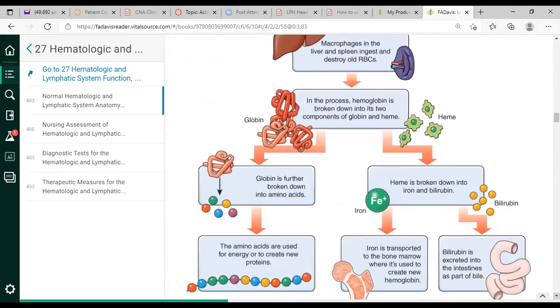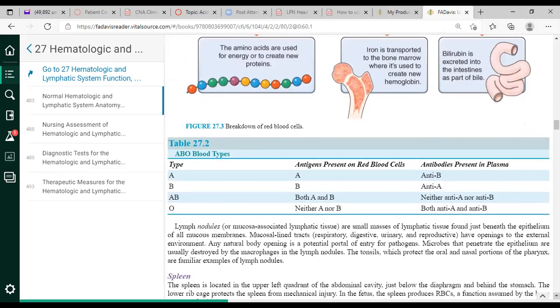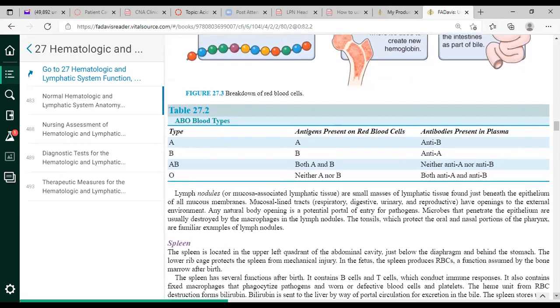It points out these different blood types. We all have different blood types. So there are some things that you actually need to know about the different blood types. So with the different blood types, if you have an O blood type, you are considered a universal donor.